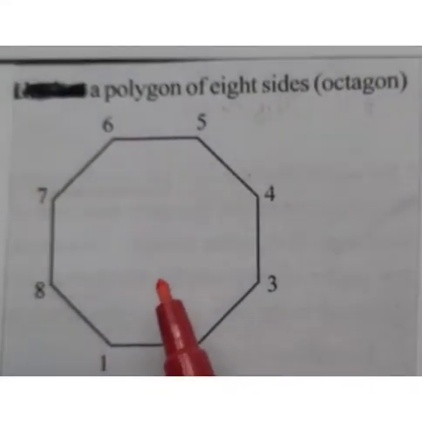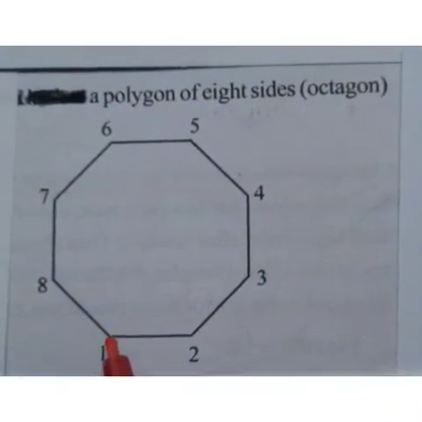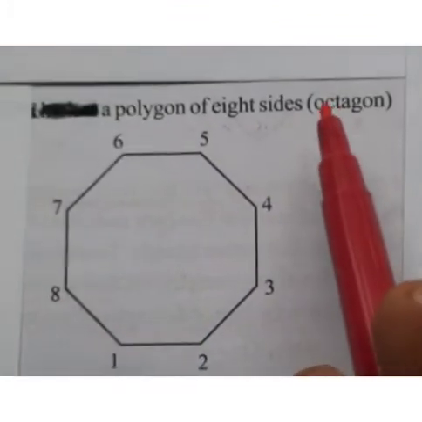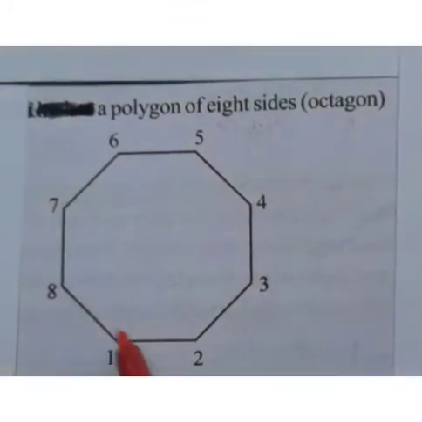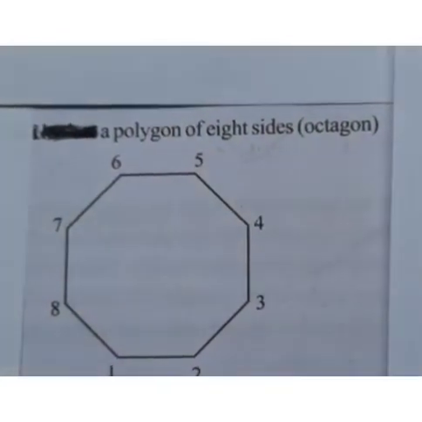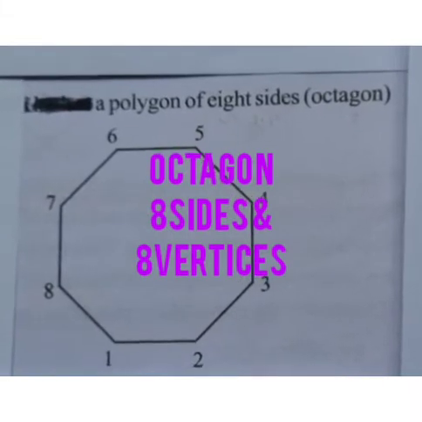See this figure. Here it has 8 vertices. So a polygon with 8 sides is called an octagon. A polygon with 8 sides and 8 vertices is called an octagon. How can we find out the angles of this octagon?